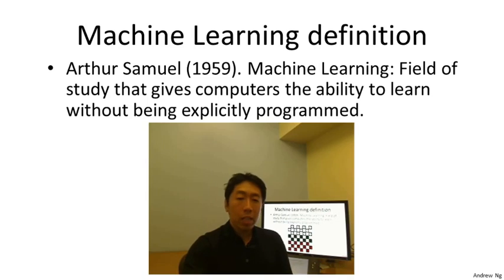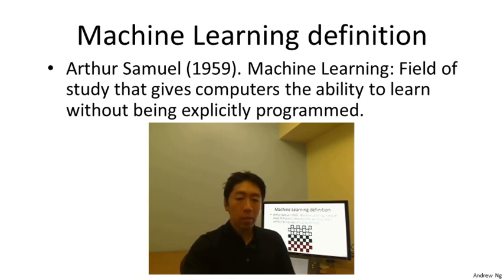But what he did was he had the program play tens of thousands of games against itself. And by watching what sorts of board positions tended to lead to wins and what sort of board positions tended to lead to losses, the checkers playing program learned over time what are good board positions and what are bad board positions, and eventually learned to play checkers better than Arthur Samuel himself was able to. This was a remarkable result.